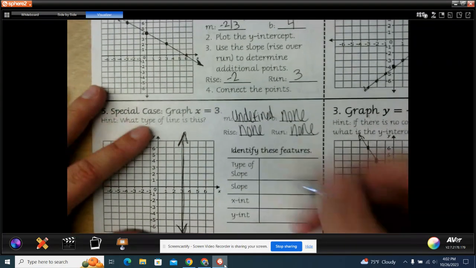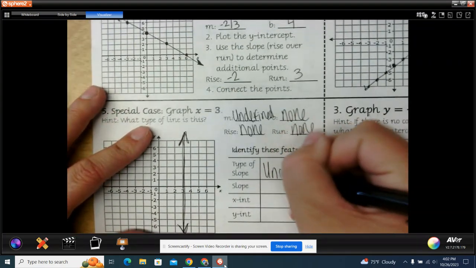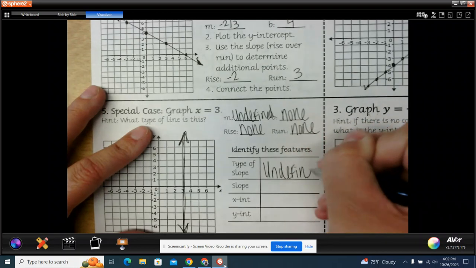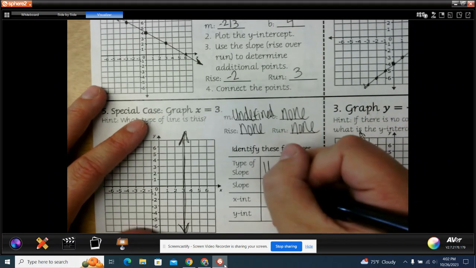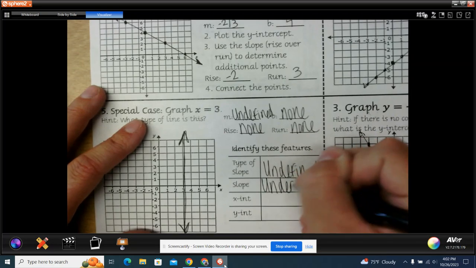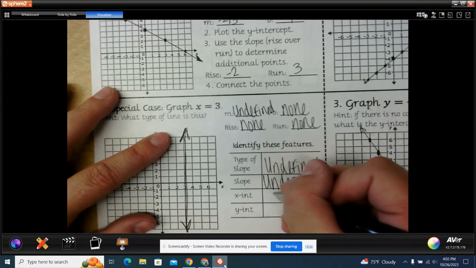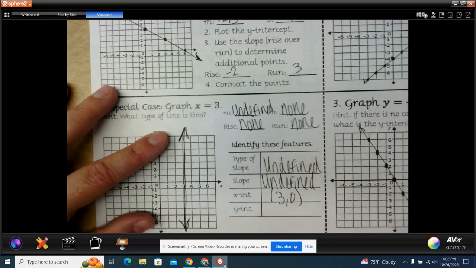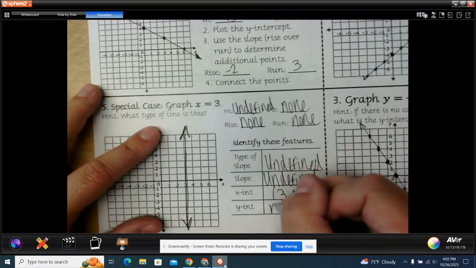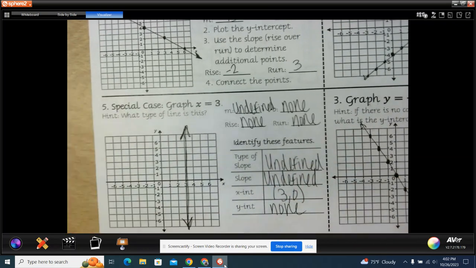So type of slope, it is undefined. What is the slope? Undefined. We do have an x-intercept. It crosses at 3, 0. And then there is no y-intercept. It does not cross the y-axis.